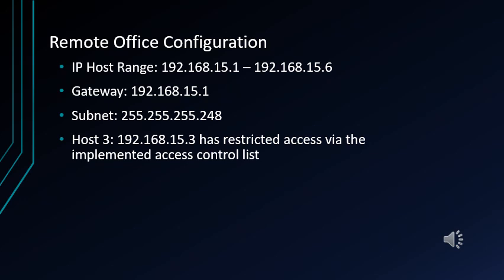Finally, for the remote office configuration, we have IP host range 192.168.15.1 through 192.168.15.6. We use the gateway 192.168.15.1 and a subnet of 255.255.255.248. Also, host 3, 192.168.15.3, had restricted access via the implemented access control list.